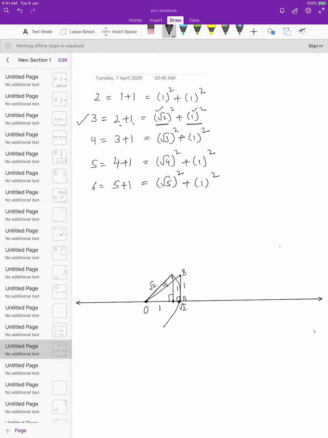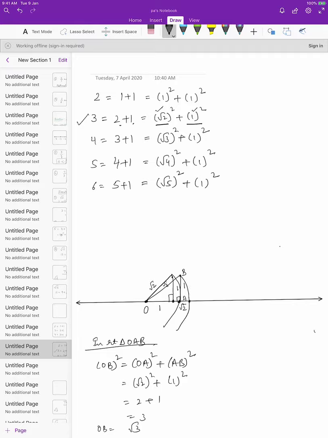I hope you understand, or you just look at the working here. In right triangle OAB, by Pythagoras theorem what do I get? OB square is equal to OA square plus AB square. OA, as you know, is root 2 and AB is 1. That gives you 2 plus 1, which is equal to 3, and hence OB is equal to under root 3. If OB is root 3, again with the help of an arc I can draw here, and it meets the number line at a point, say C. So point C will represent root 3 on the number line.